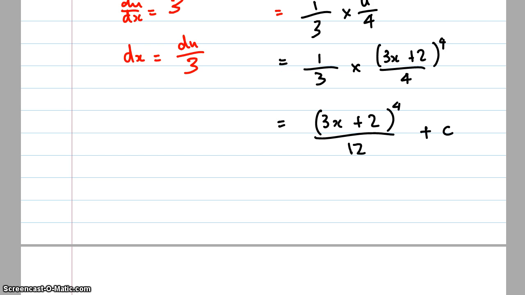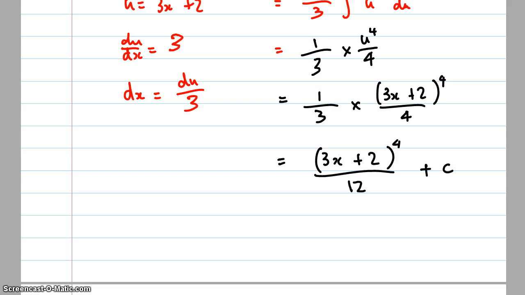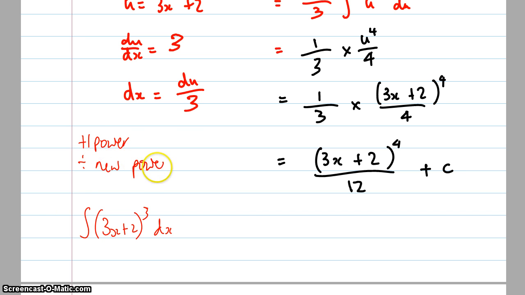There is another way to do this question, and this is probably what I would prefer, but that's the technical way of going through it. My original question was the integration of 3x plus 2 all to the power of 3 dx. Now remember what I told you the rules of integration were. We add 1 to the power, we divide by the new power, and then we divide by the derivative, or the diff of the inside.